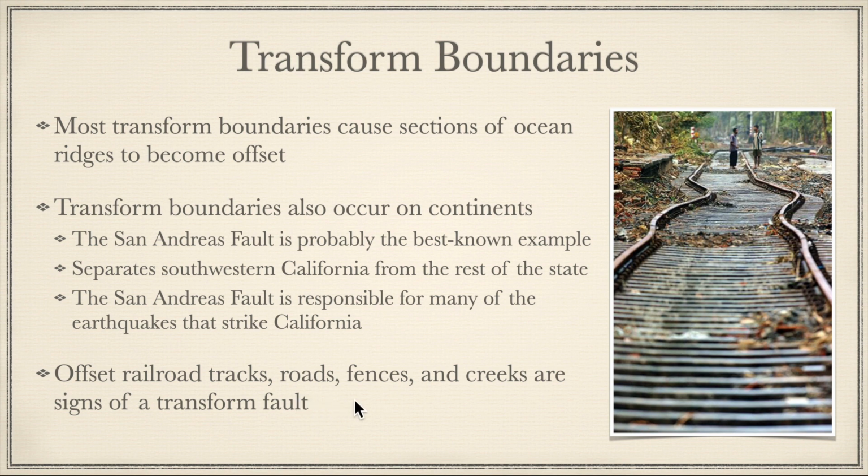So offset railroad tracks, roads, fences, and creeks are signs of a transform fault. So you may have a stream that flows and then takes a big jump and then keeps flowing. That's a sign of a fault there.